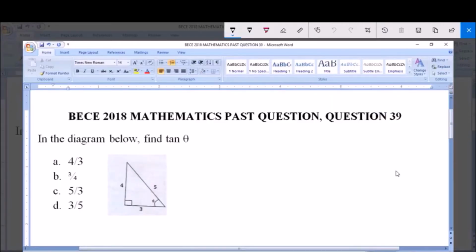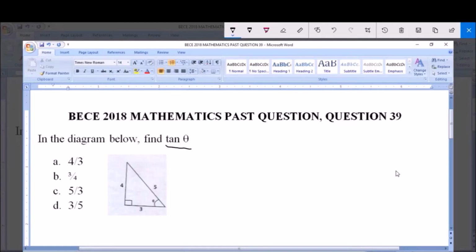Hello, good day and welcome. Today we're going to be dealing with BECE 2018 Mathematics Past Question, question 39. In the diagram below, find tan theta. A, 4 over 3; B, 3 over 4; C, 5 over 3; and D, 3 over 5. So we are asked to find tan theta in the diagram below.